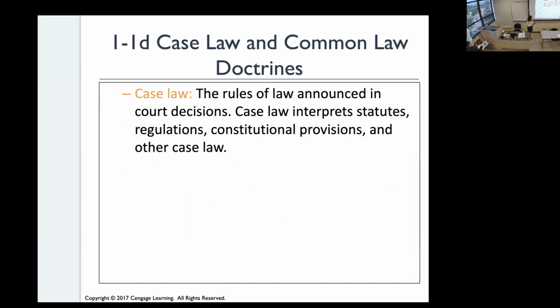Case law and common law doctrine. So case law is when judges look at cases to see what has been done in the past, right? The rule of law announced in court decisions. So case law interprets statutes, regulations, constitutional provisions, and other case law. So basically what judges do is they look at the statutes, which is really another way of saying laws or rules, right? Any regulations that exist within that certain case or maybe within an industry, constitutional provisions and other cases.